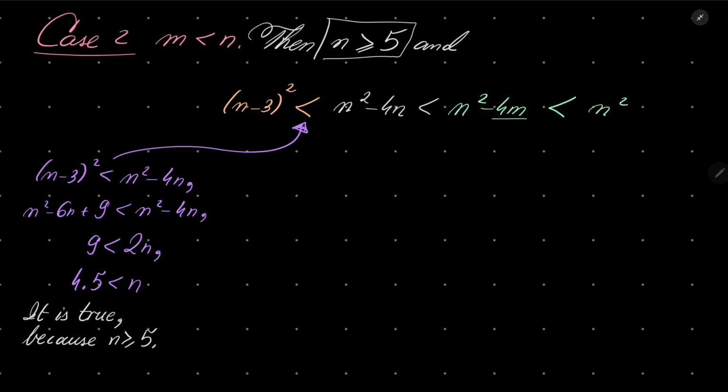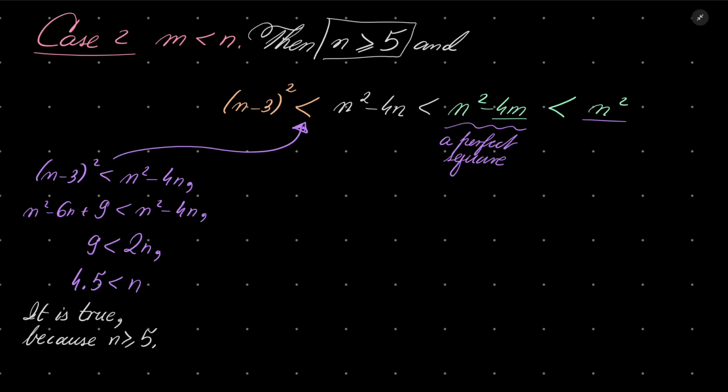Now, by now we have demonstrated that this number, which is supposedly a perfect square, is somewhere between n squared and (n minus 3) squared. But what squares are between these two numbers? Well, there are only two possibilities.